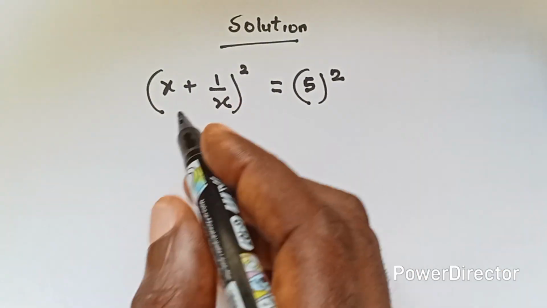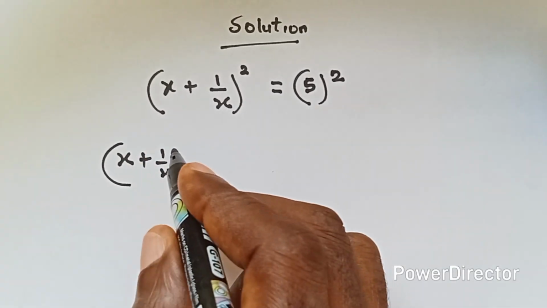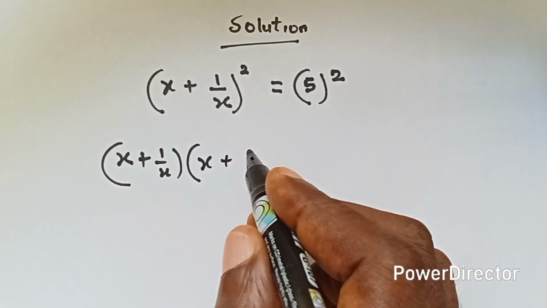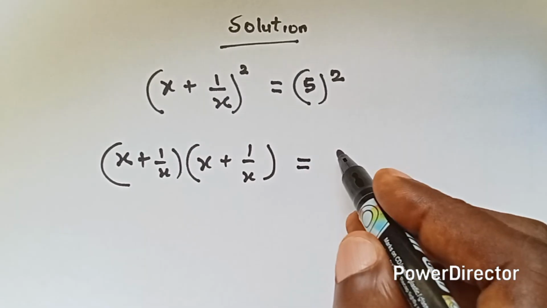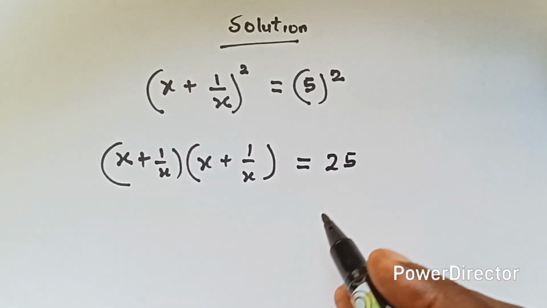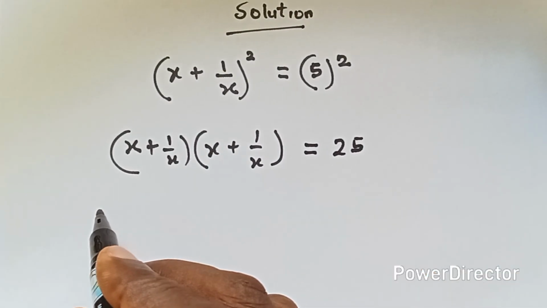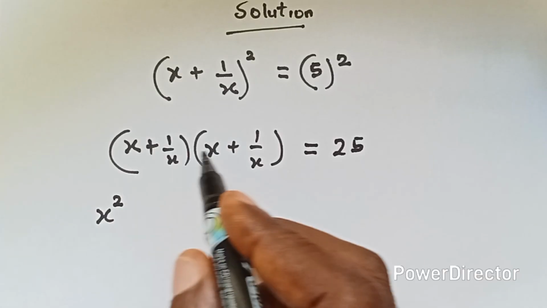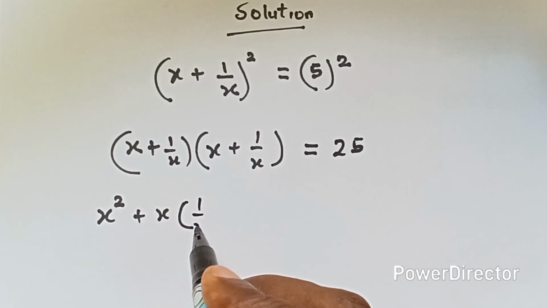We can write this as x plus 1 over x multiplying x plus 1 over x. That's what the square means. And then what is 5 squared? 5 squared is 25. Now let's open the brackets. x times x will give us x squared. x times 1 over x will give us x multiplying 1 over x.